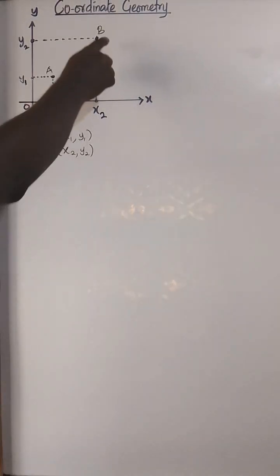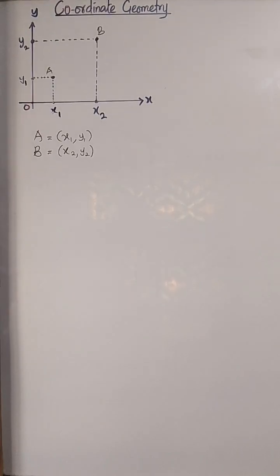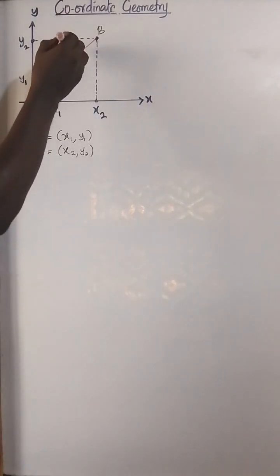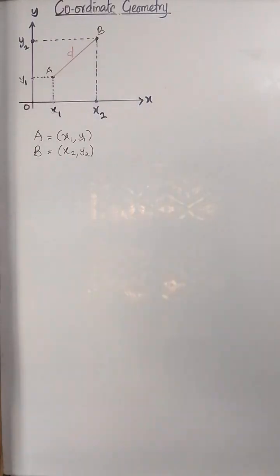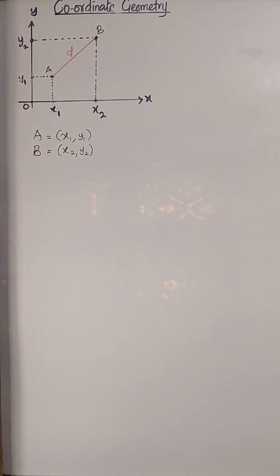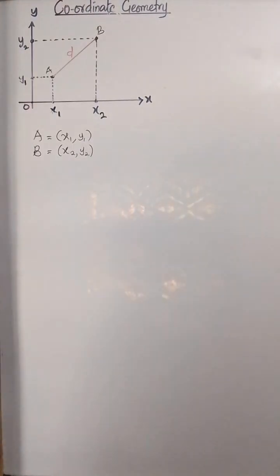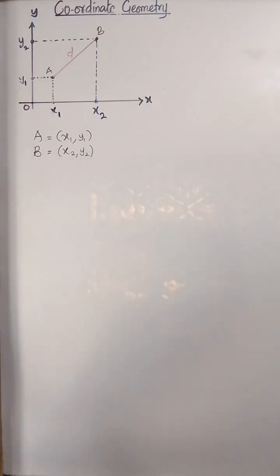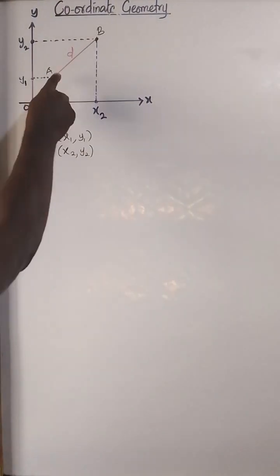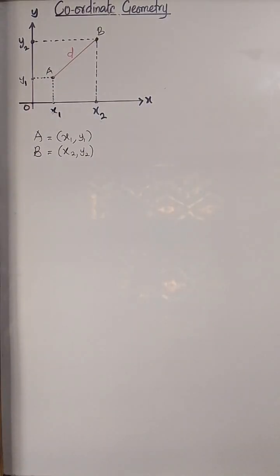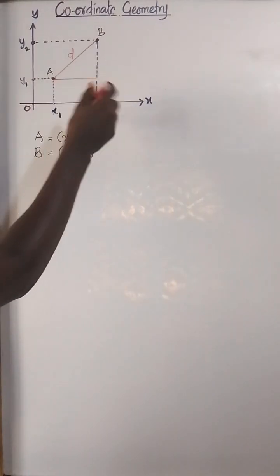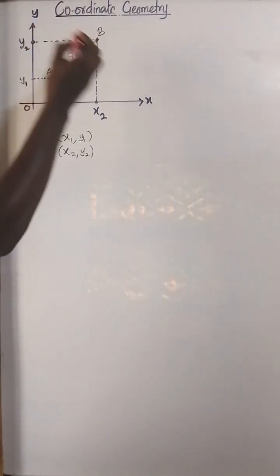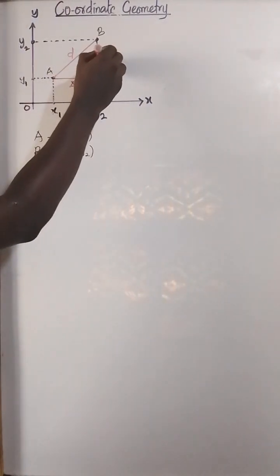To know how far B is from A, let us join the 2 points. And let's call the distance between them small d, little d. If we move from point A to point B, then vertically we've moved from y1 to y2, and horizontally we've moved from what? x1 to x2. Let's show that. So during that movement, there's a little change in x. Same way from A to B, we move vertically from this point to this point. That's a little change in y.